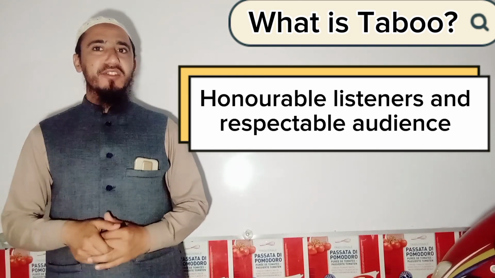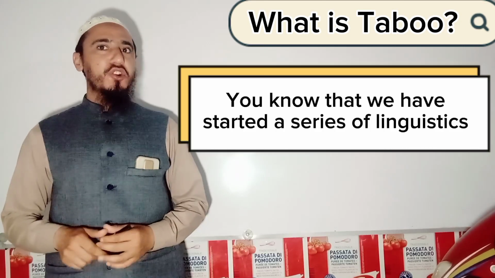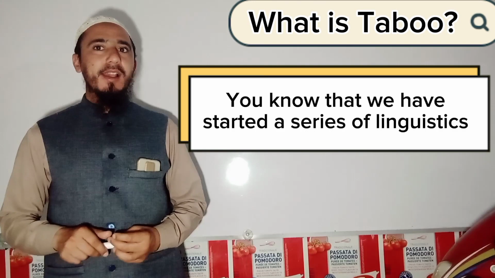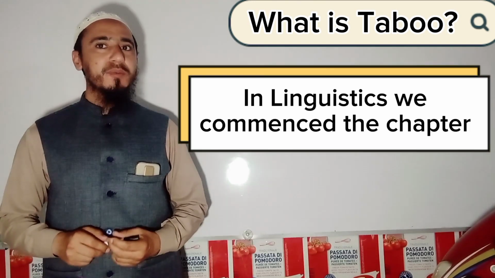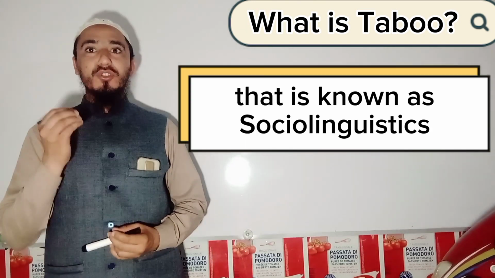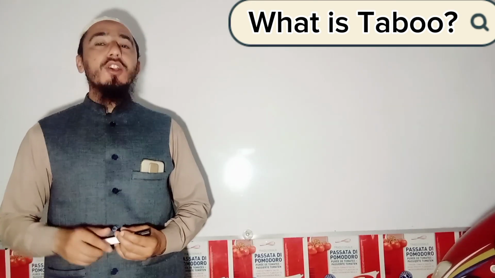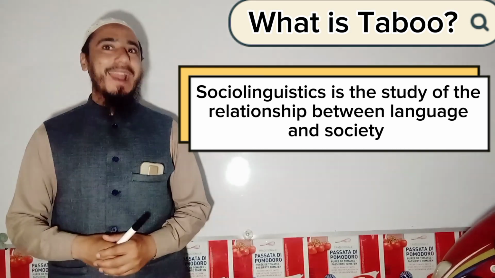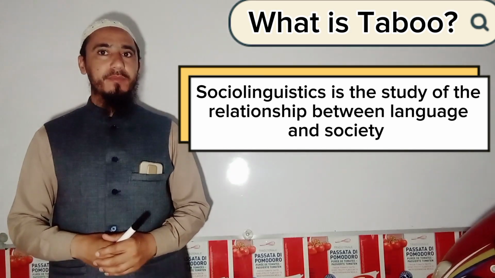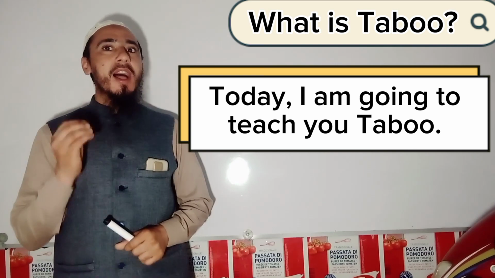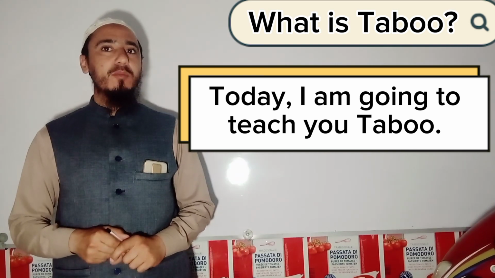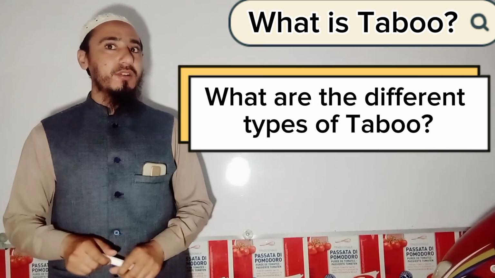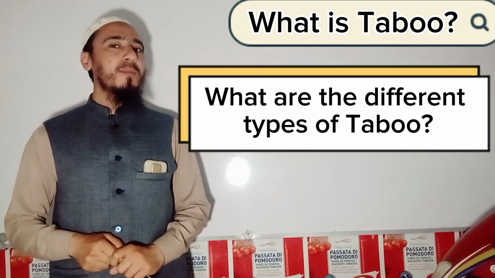Honorable listeners and respectable audience, you know that we have started a series of linguistics. In linguistics, we commenced the chapter that is known as sociolinguistics. Sociolinguistics is the study of the relationship between language and society. Today, I'm going to teach you taboo. What is taboo? What are the different types of taboo?